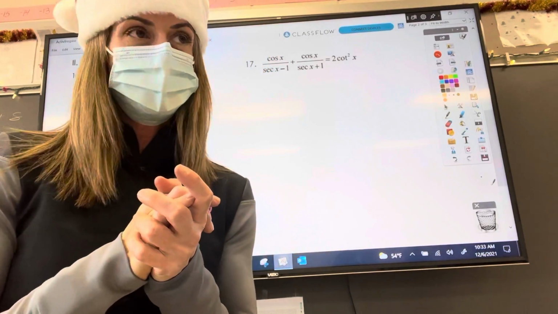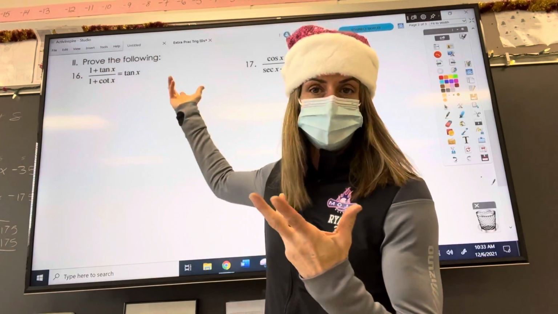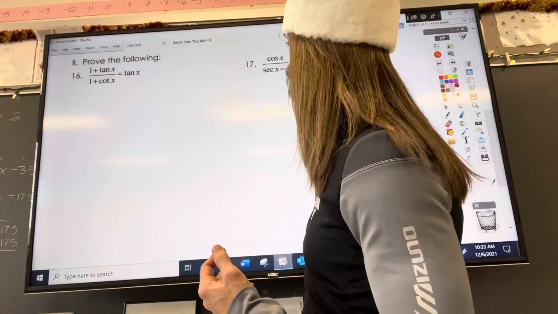Today in pre-calculus, we have two trig identity problems. It does say prove the following, so we're verifying these identities, and they're tricky.